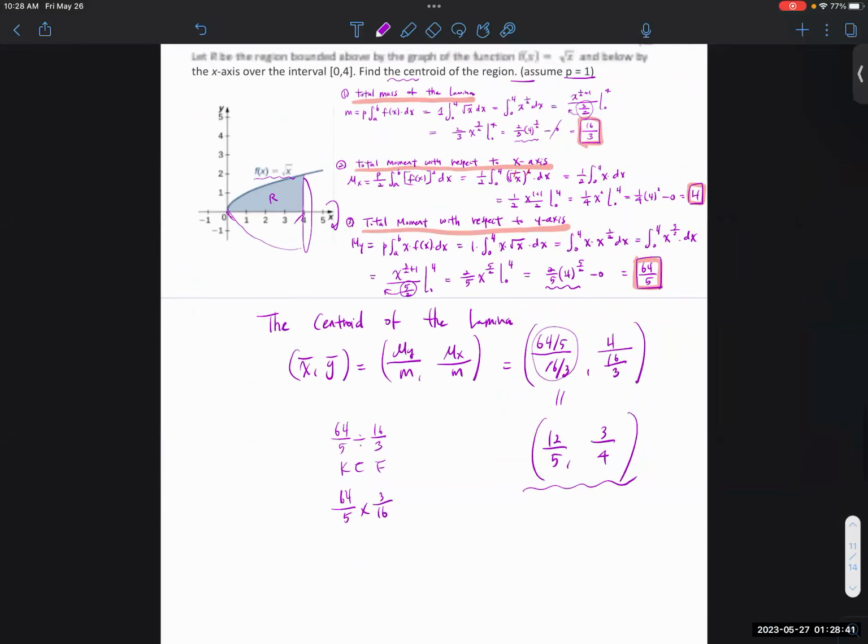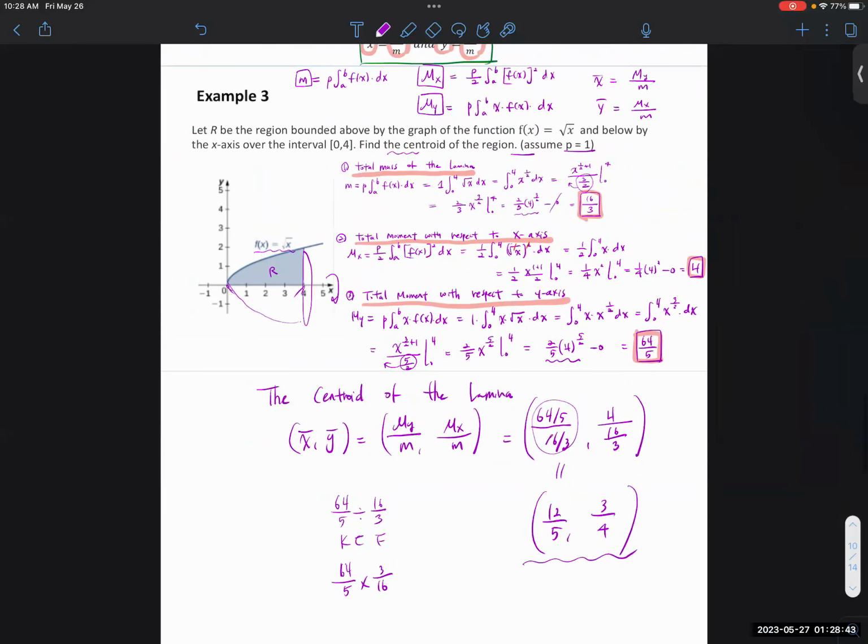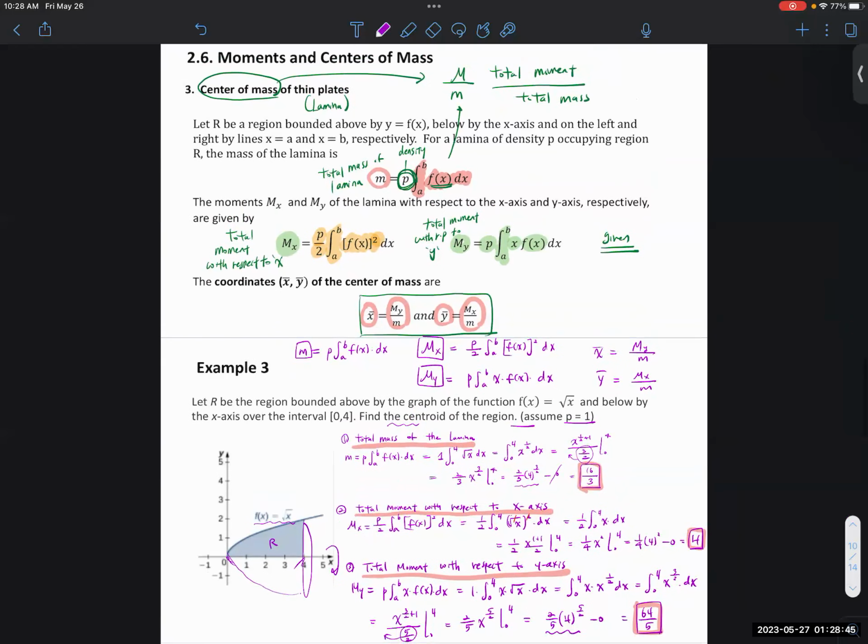Pretty straightforward question, okay? So this is the third concept. If your item has a density, because of the weight and because of the shape, and the density is a given, then we're going to use this as a lamina, and you're going to find the total moment and mass using this formula, okay?